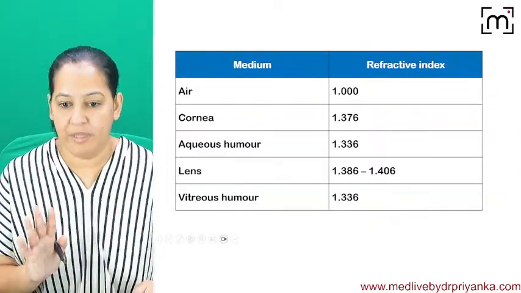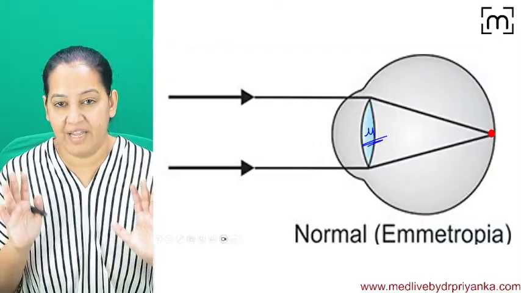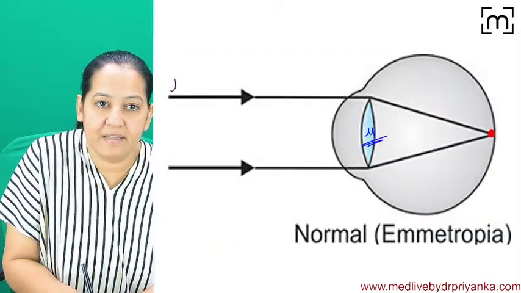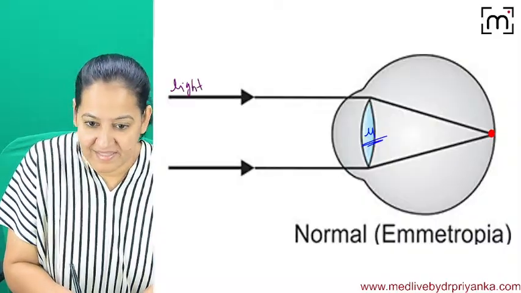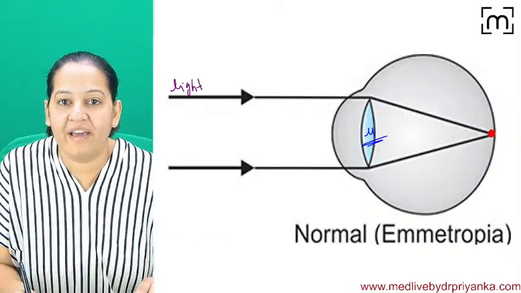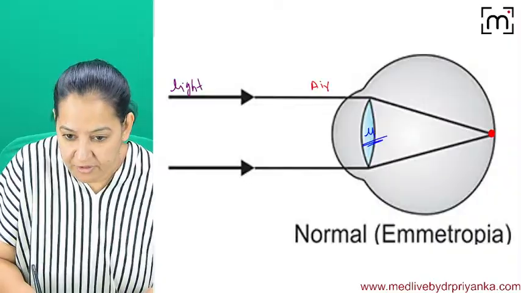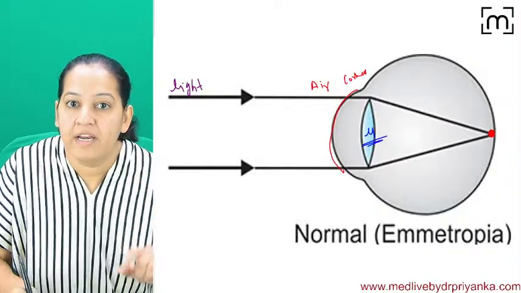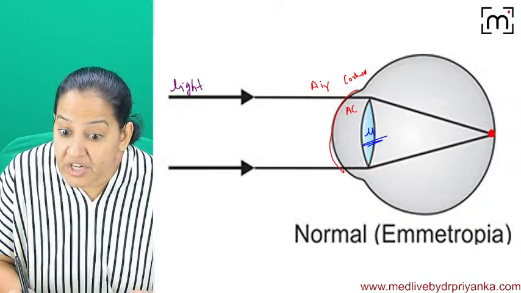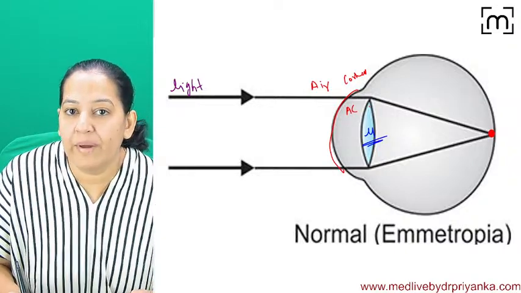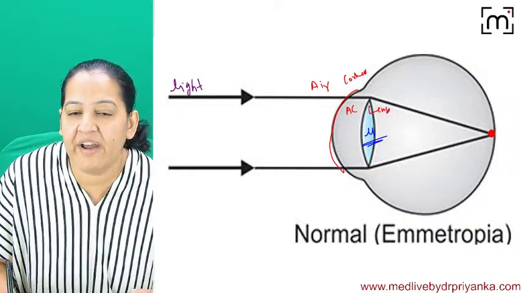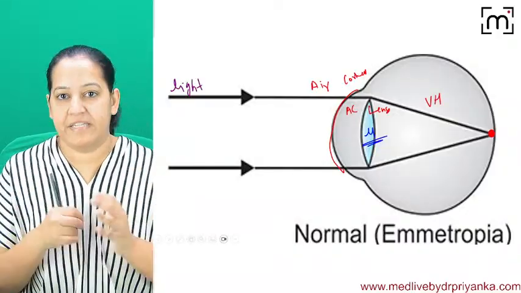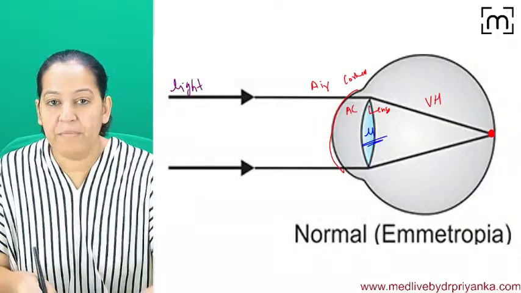Now I will tell you all the mu in a sequence. You tell me from what to what the light is traveling. These are the light rays, parallel light rays coming from infinity. First of all, they are in air. After that, number 2, they hit the cornea. Number 3, they go into the anterior chamber, which contains aqueous humor. Number 4, they go into the lens. Number 5, they go into the posterior chamber, which contains vitreous humor, and finally they hit the retina. So you should know the mu of all 5.